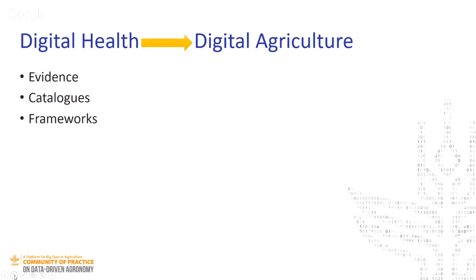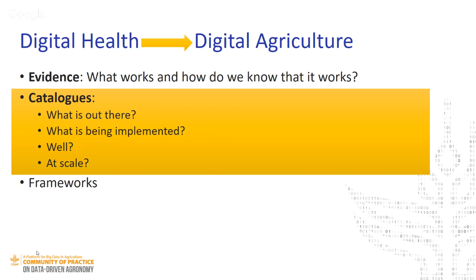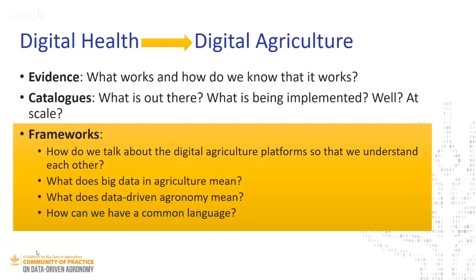And so I just wanted to mention, across these three different pieces, the lessons for digital agriculture in terms of evidence, catalogs, and frameworks. In terms of evidence, I think there's a real opportunity in the digital agriculture sector to really dig into what we know works and what does not work. And I would love to see this evidence base built out for digital agriculture in the same way that there was a real focus on it for digital health. And also thinking about various catalogs that we could put together as a community for understanding what interventions are out there, what's being implemented, are they being implemented well, are they being implemented at scale, so we can do our work in a very thoughtful way and think about the partners that we want to work with in a very thoughtful way.